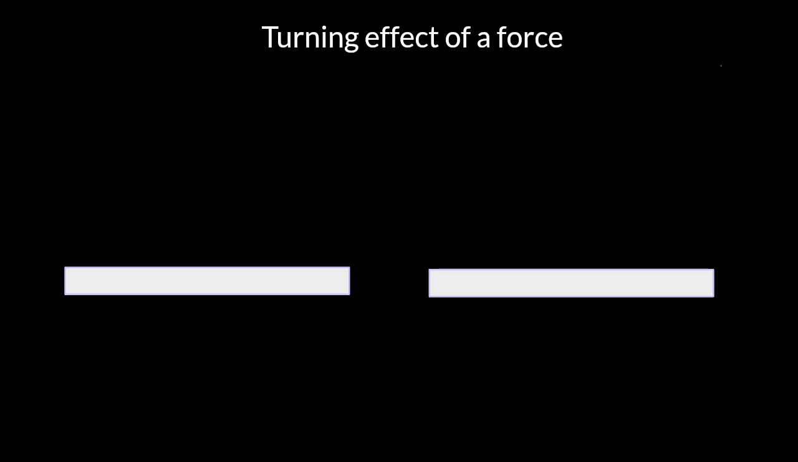Hi everyone, in this lecture we'll be talking about the turning effect of a force, or also moments as we like to call them sometimes. So imagine you've been given these two objects, these two rods for example. Now on the first rod you have some weight acting downwards, and you also have the same force acting upwards. So this rod should be in equilibrium, right? Since the forces on it balance out.